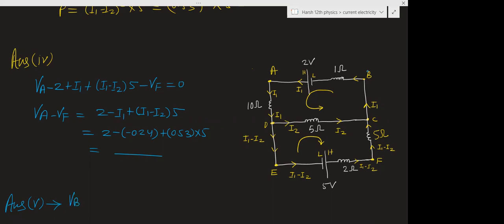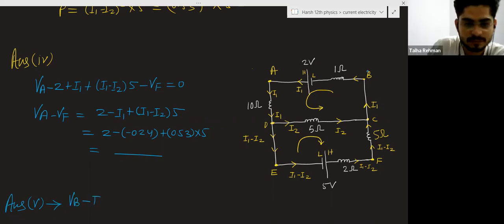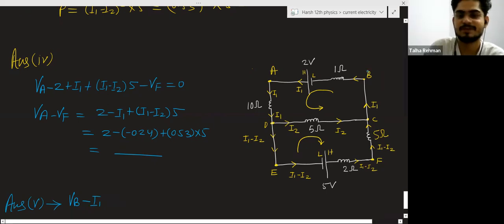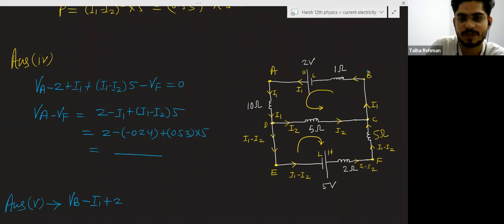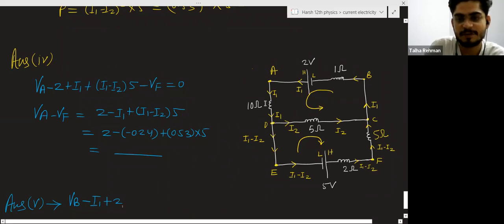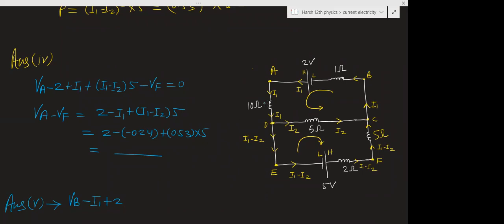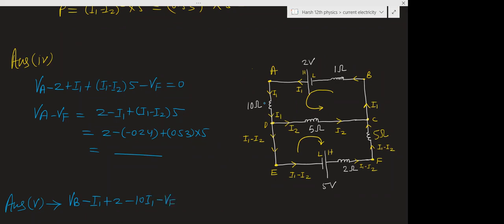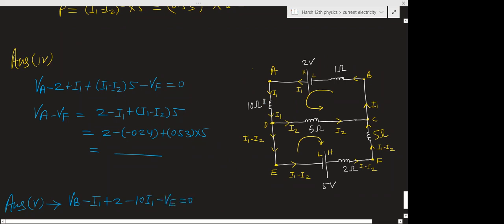Yes, sir. And minus I1. Sorry, sir, lower to higher. Yeah, lower to higher, plus. We have to take plus 2. Okay. Now what will we write here? Minus 10 I1. And it's all over. Minus VE equal to 0.